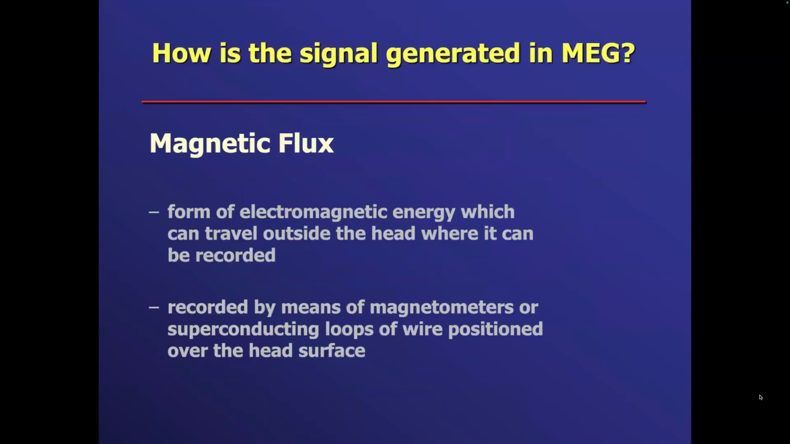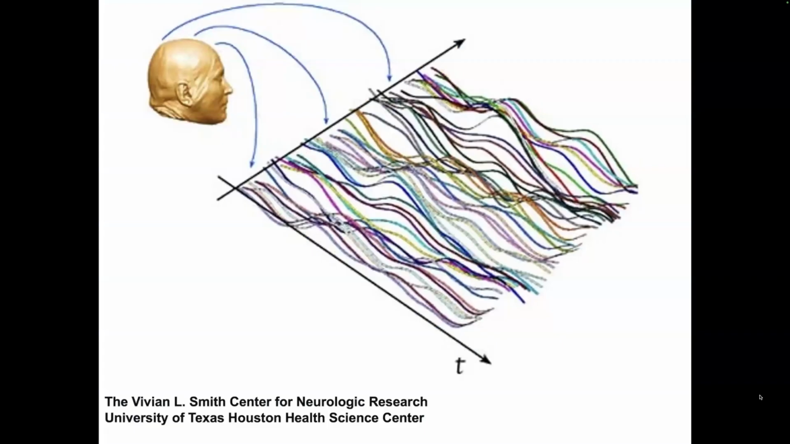And so what you're picking up is this electromagnetic energy. And I'll show you a better picture of what that looks like in just a moment. But it travels outside your head where it can be recorded. And so you have these magnetometers, which are based on superconducting loops. It's positioned just outside the head in order to detect these tiny, tiny signals. So this is the magnetic flux.